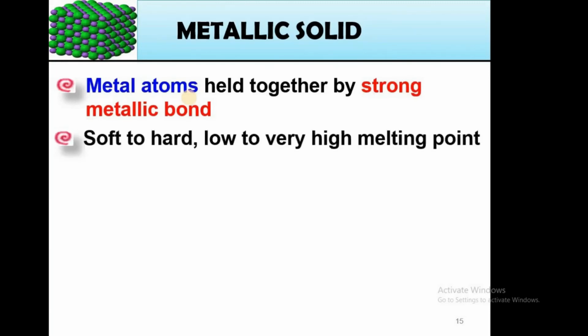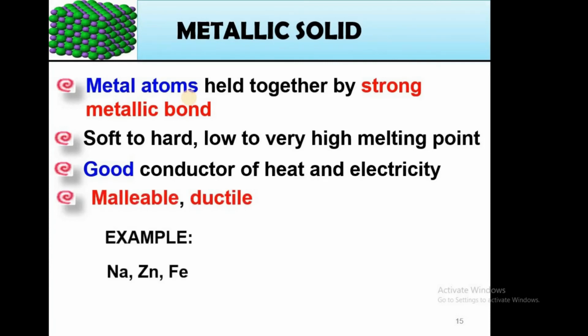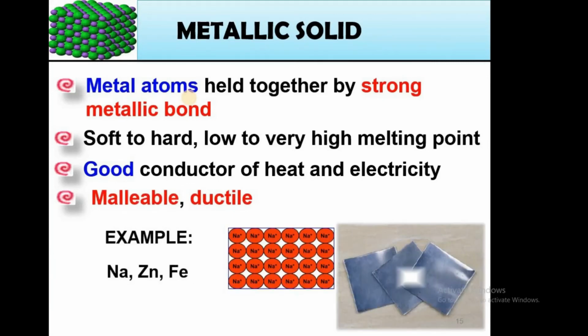Their properties are from soft to hard and from low to very high melting point. Then, metallic solids are also good conductors of heat and electricity, and they have malleable and ductile properties. Examples of metallic solid are sodium, zinc, iron, and so on.